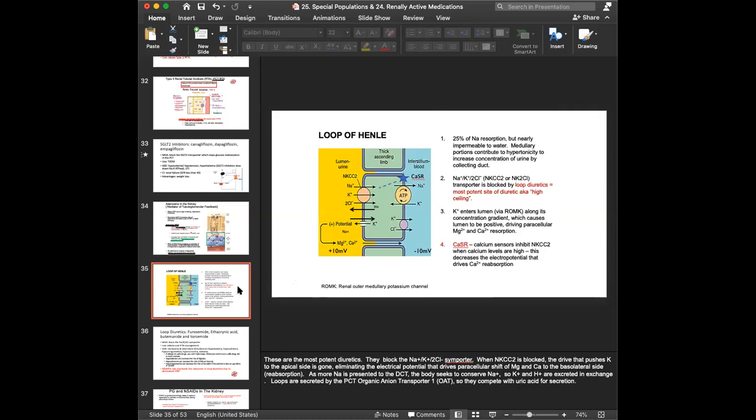Okay, our loops work at the NKCC2 transporter and block it. So it is the most potent site for diuretics. And then that calcium CaSR sensor is going to inhibit our NKCC2 when calcium levels are high.